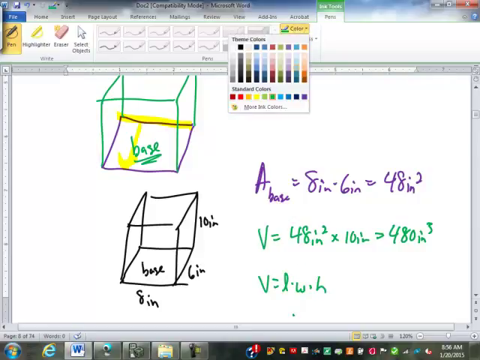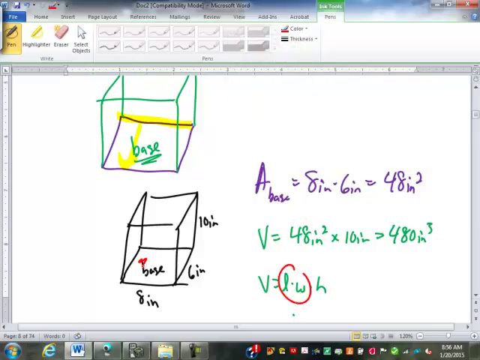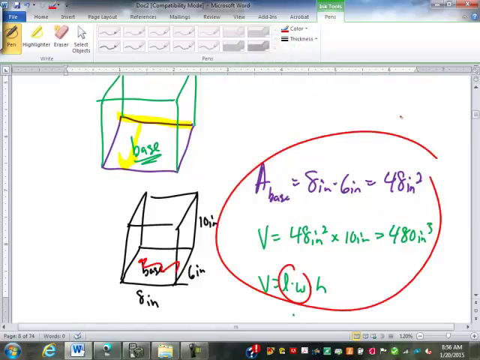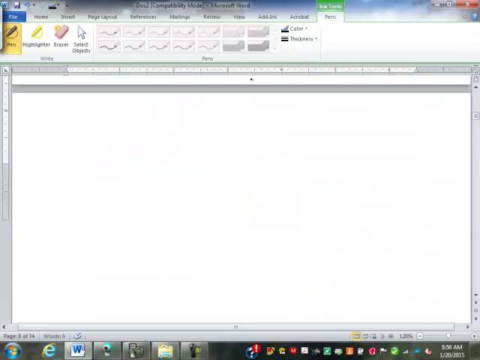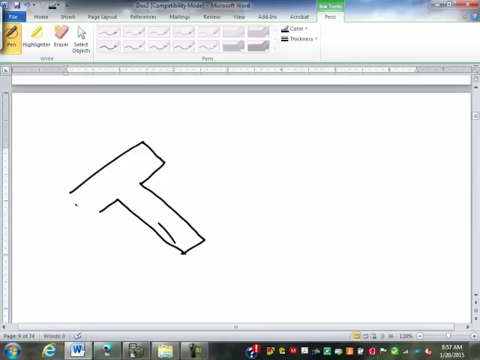And it is. The length times the width is just the area of the base. The reason I define it this way is because it allows us to take shapes that are a little bit irregular and still find their volume. For example, take something that looks like that.